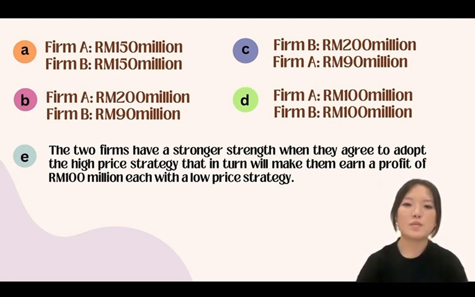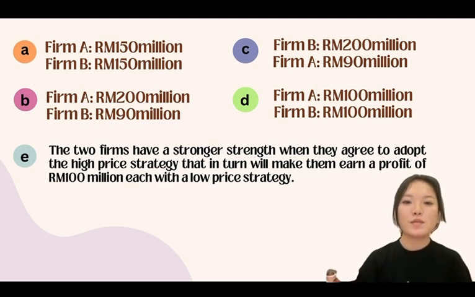For question C, when firm B chooses a low price strategy and firm A maintains a high price strategy, firm B will earn RM200 million and firm A will earn RM90 million. For question D, when each firm chooses a low price strategy, each firm will earn RM100 million, a total of RM200 million for 2 firms. For question E, the 2 firms have a strong spirit when they agree to adopt the high price strategy, which in turn will make them earn a profit of RM100 million each with the low price strategy.